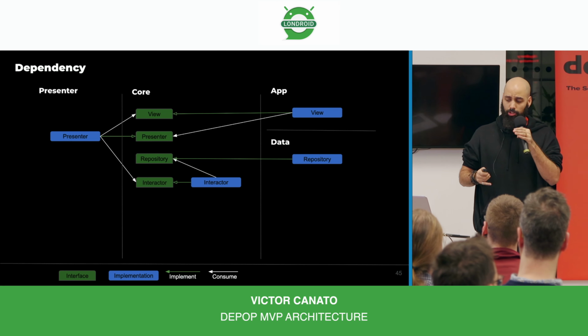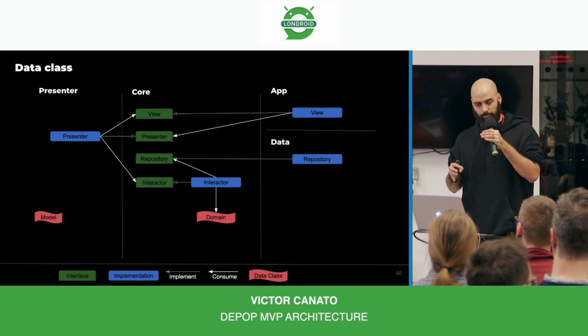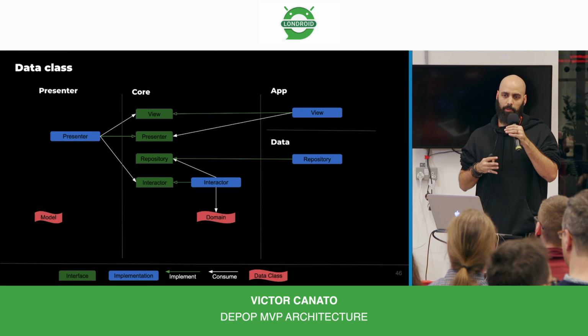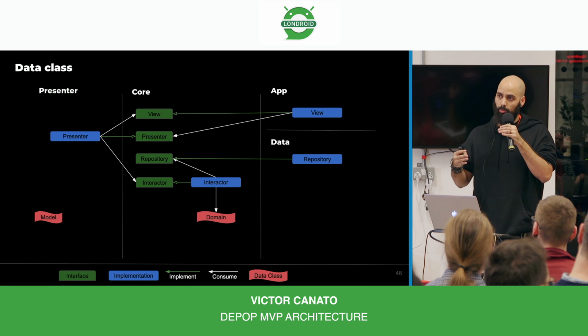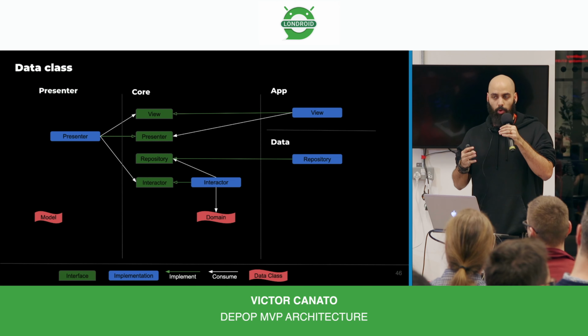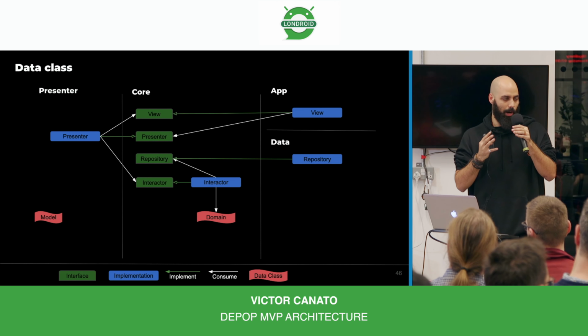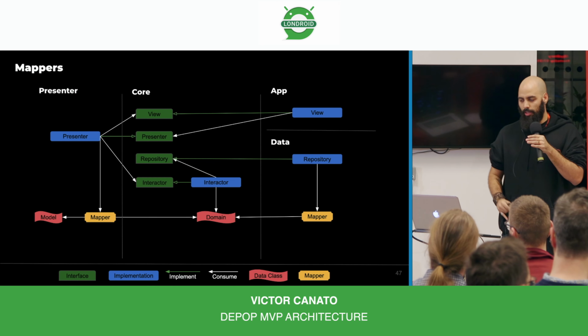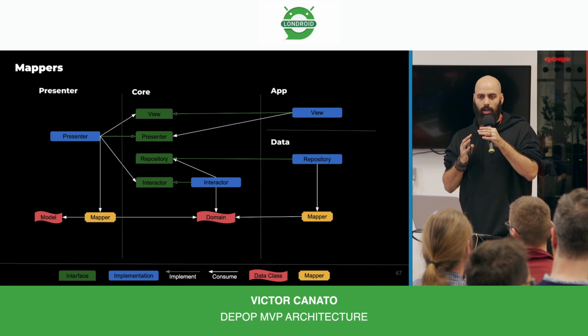Besides that, in our architecture, we have our data classes. So we have our model in the presenter that will show on the view what we expected. We have our domain that, as part of the core, is very stable and defines our rules. And we have our mappers.